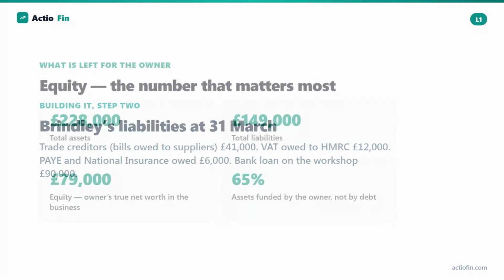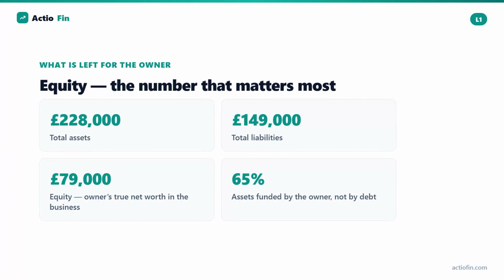Now the equation does its work. Total assets of £228,000. Minus total liabilities of £149,000, leaves equity of £79,000. That is the true net worth locked inside Brindley Joinery. What the owner would theoretically be left with if every asset were sold and every liability paid off today. It also tells us that roughly 65% of the company's assets are funded by the owner's own retained profit rather than by debt. A genuinely healthy ratio for a small manufacturer.